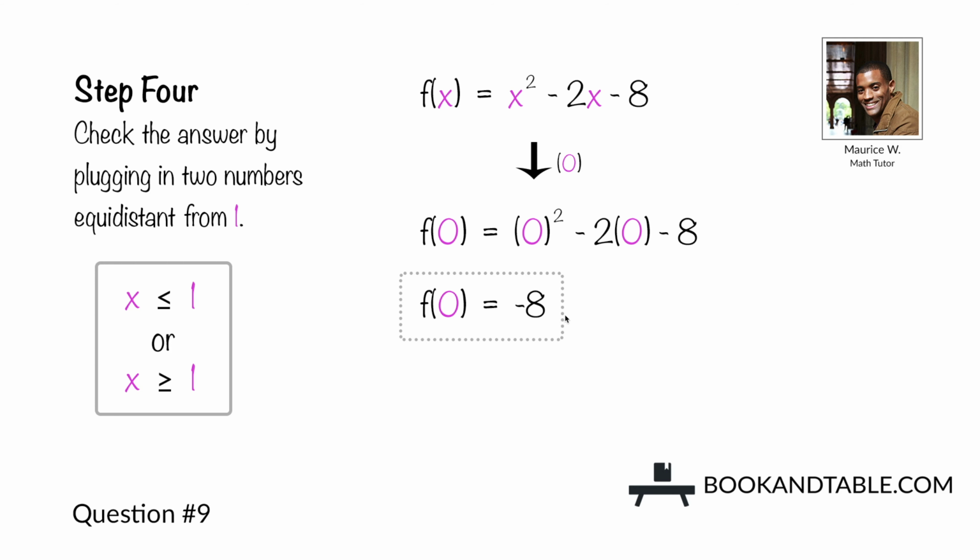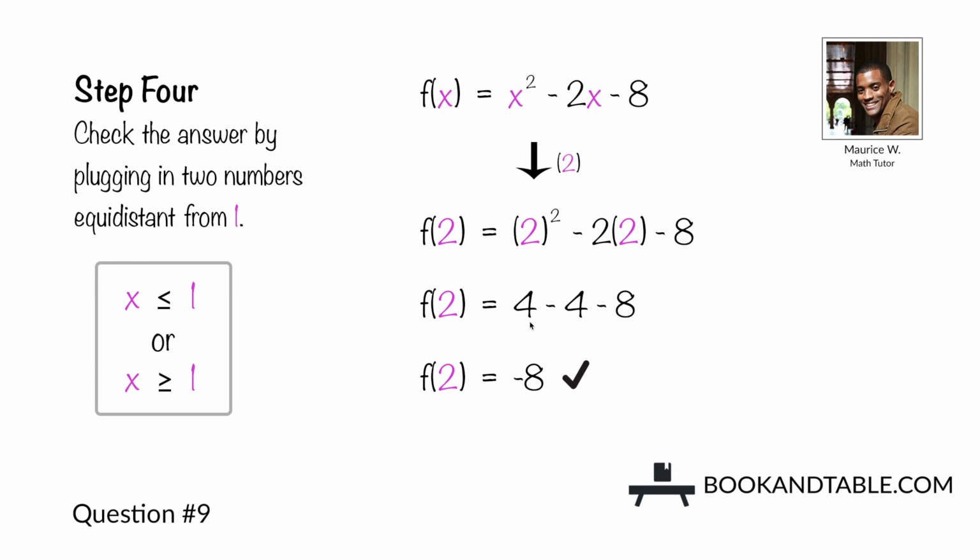So now we want to see if f of 2 is also equal to negative 8. So f of 2 is equal to 2 squared, which is 4, minus 2 times 2, which is negative 4, minus 8. 4 minus 4 is 0, and 0 minus 8 is equal to negative 8. So this confirms that f of x can be restricted for x is less than or equal to 1, or x is greater than or equal to 1. So that is how we complete question number 9.